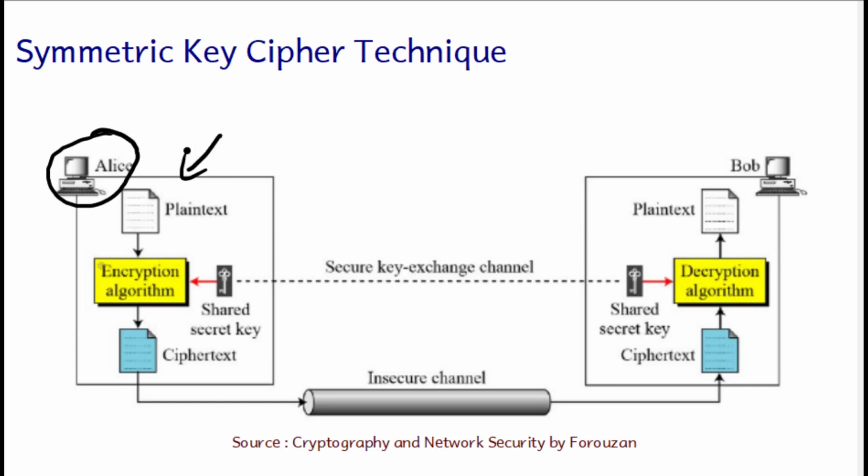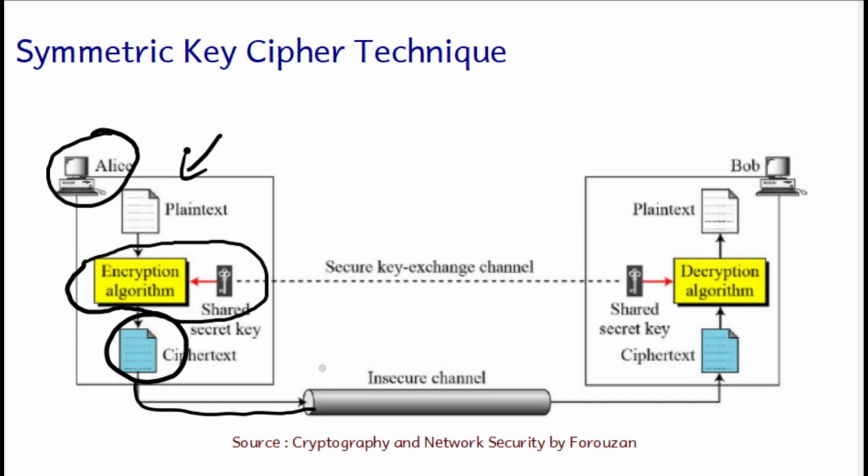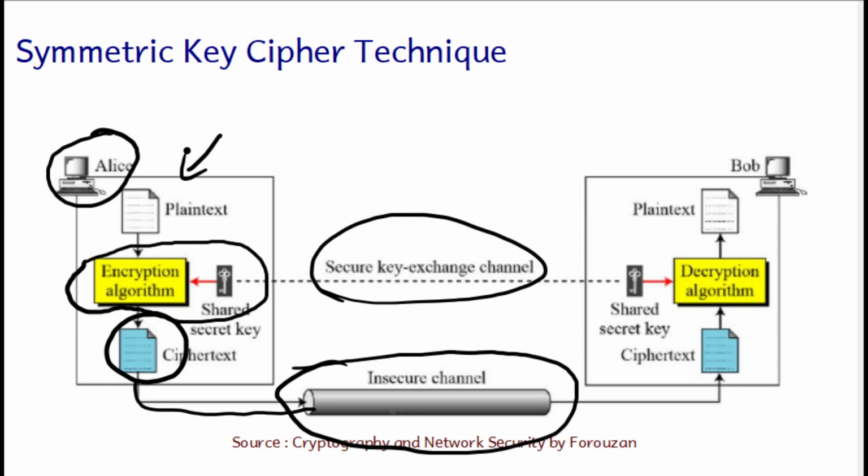So what does she do is she uses an encryption algorithm and a secret key, and this secret key is shared by them. Then she converts the plain text to ciphertext using this encryption algorithm and the secret key, and sends this data. Now, as you can see, there are two channels. One is the insecure channel and the other is the secure channel.